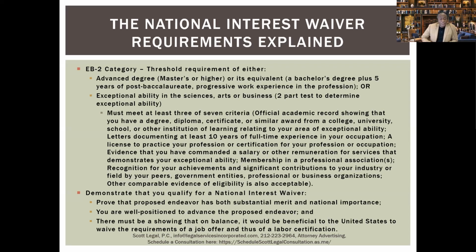Now, if you don't have either of those, let's say someone just went to high school, so they don't have a bachelor's degree, master's degree, or PhD, they can still qualify under what's called exceptional ability. This is not to be confused with extraordinary ability. There's an EB1 category of extraordinary ability, which lists a number of different criteria, but this is exceptional ability to qualify under the EB2 category. You'll see on the slide a list of, I think, 7 items, and in order to qualify under exceptional ability, the individual would have to meet at least 3 of these requirements.